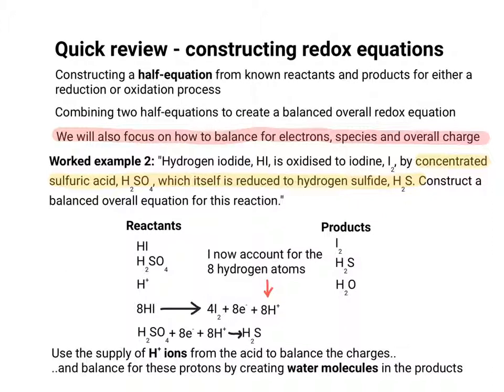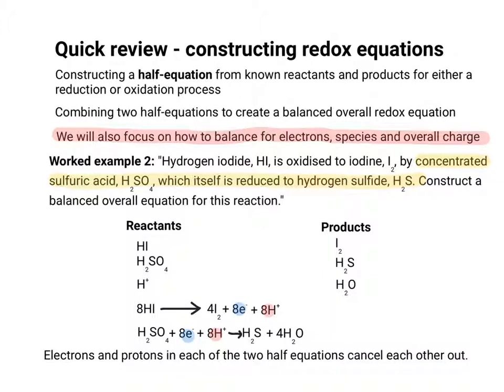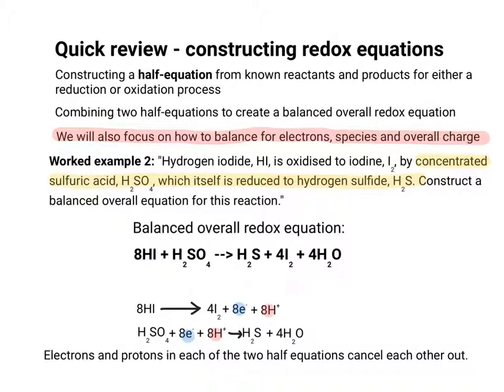So using the supply of H+ ions from the acidic conditions to balance the charges, I put 8H+ on the left hand side. And to balance these 8H+, I put 4 H2Os on the right hand side. So now you can see what can be balanced out, or cancelled rather. By getting rid of these, that allows us to produce an overall redox equation like that.